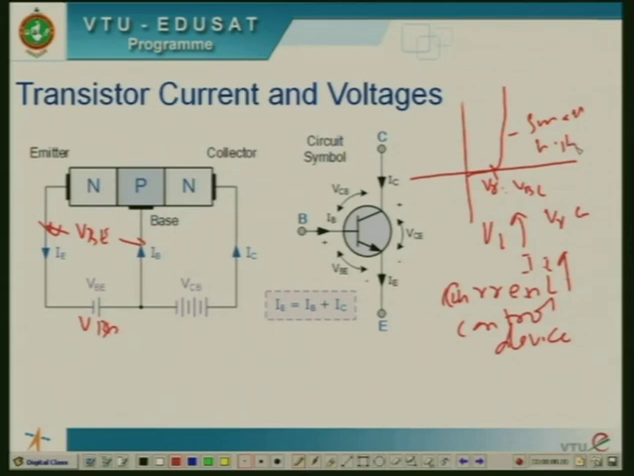With respect to this NPN transistor, the various currents flowing through the circuit are as shown in this diagram. The voltage between the collector and base junction is VCB, which means you have to measure the collector voltage with respect to the base. Hence we have defined this symbol as positive and this as negative. VCE is defined as the collector voltage measured with respect to the emitter, and VBE is the base voltage with respect to the emitter.